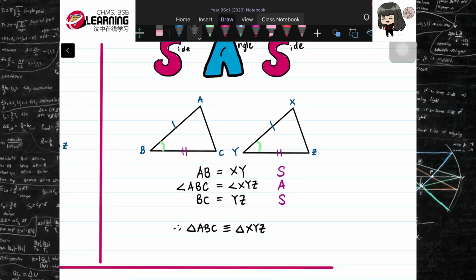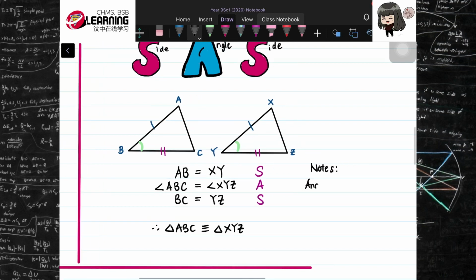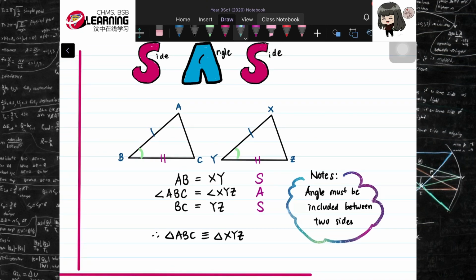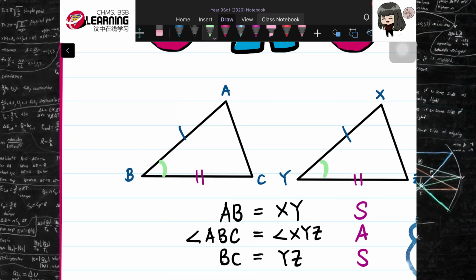Okay, and I want you to note down here, the angle here must be included between 2 sides. So please note this, the angle in SAS must be included between 2 sides. Okay, must be included. It means that this angle, this side here and this side, this angle must be in between these 2 sides.